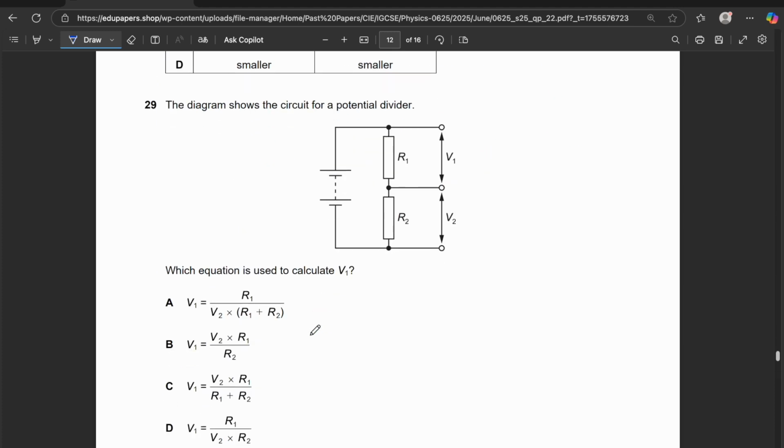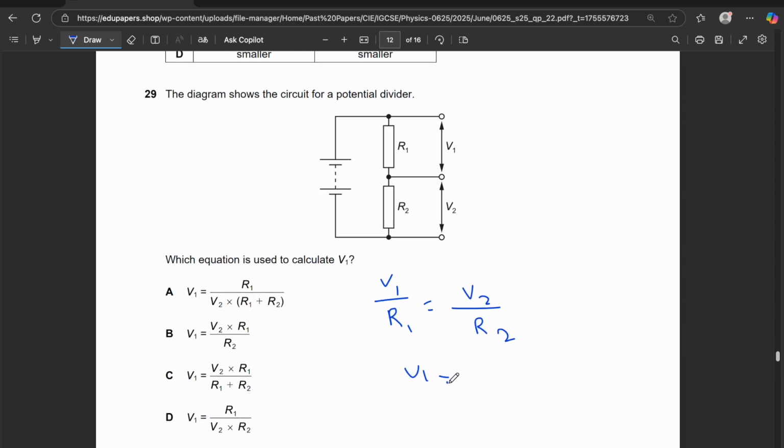29. The diagram shows a circuit for a potential divider. Which equation is used to calculate V1? We have V1 divided by R1 is equal to V2 divided by R2. So V1 will be V2 into R1 divided by R2. So B.